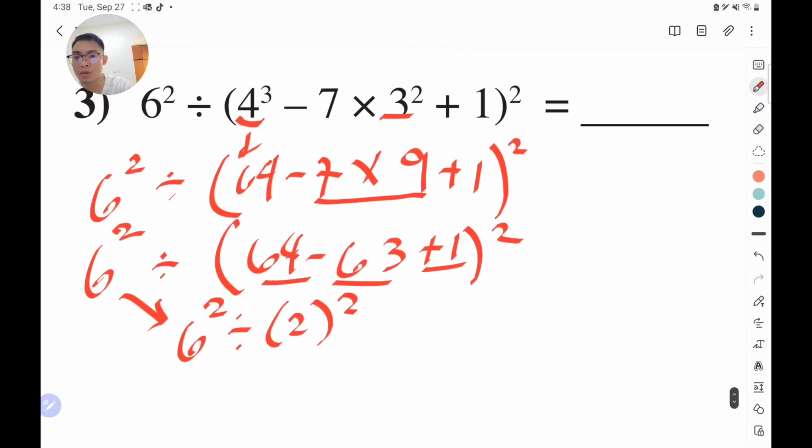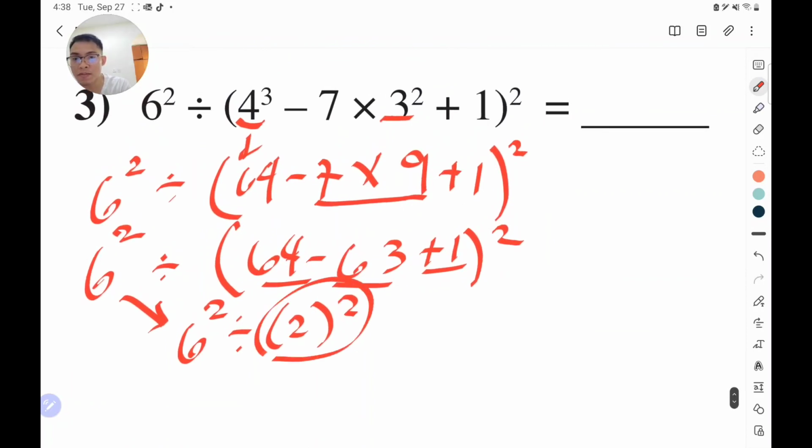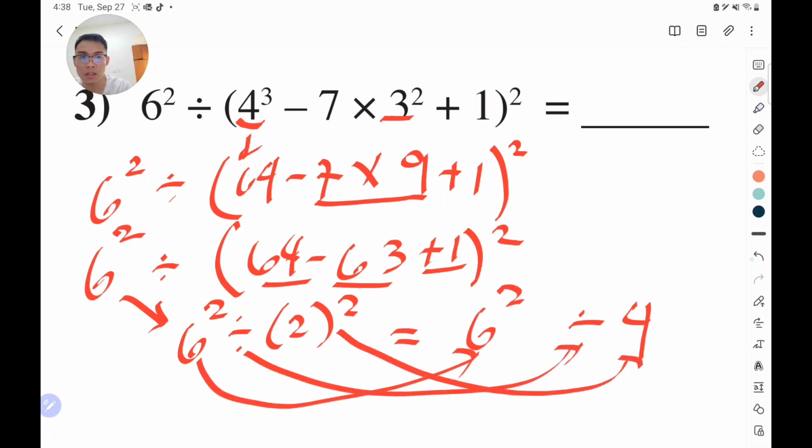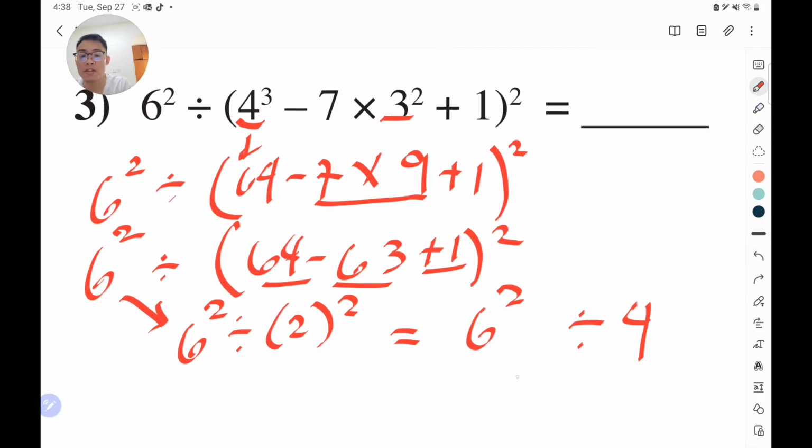All right, now what do we do next? We need to simplify this, which is equal to what? 4. 2 squared is 4. Now we have a divide 6 squared, correct? This one, and then that one. All right, next we need to do whatever's in the index again, which is equal to 36 divided by 4. And after that, 36 divided by 4 is equal to 9.